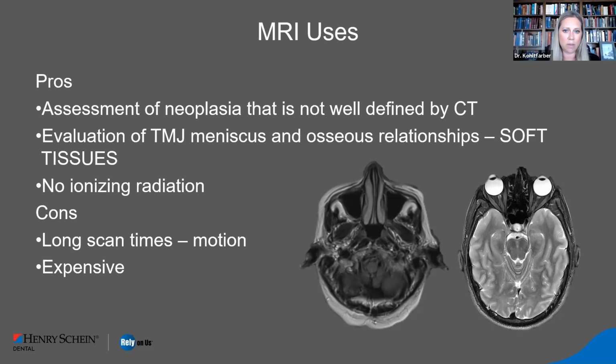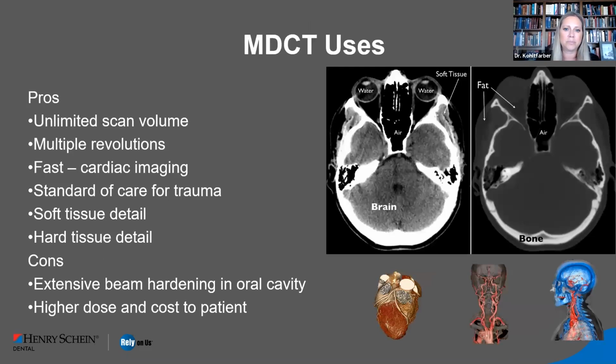Motion artifacts become an issue. They're expensive. And I'm going to go ahead and put another one in here: image resolution's not that great. So then, of course, we have our medical CT. The pro with that, it has an unlimited scan volume, so we can go beyond just the head. So if the patient's complaining of some other issues, you might want to go ahead and send them for something that's a little bit larger of a volume size.